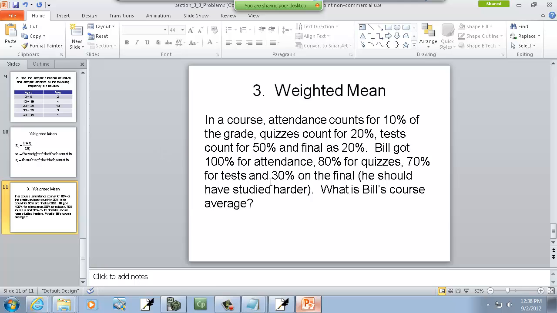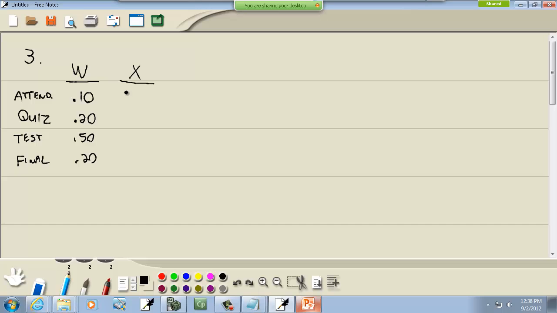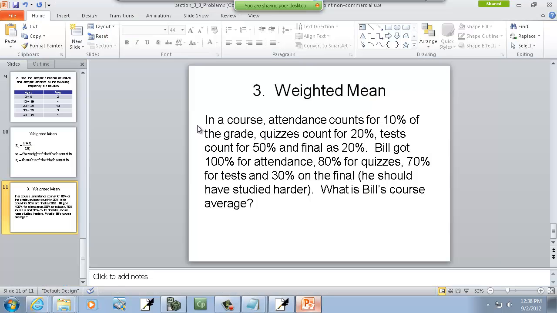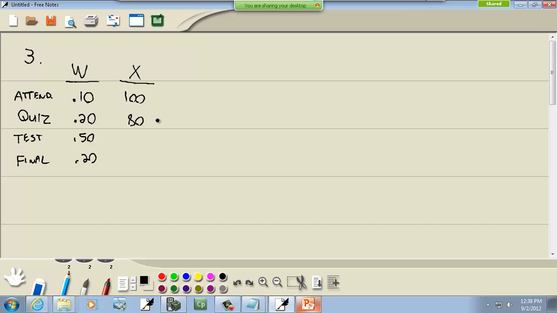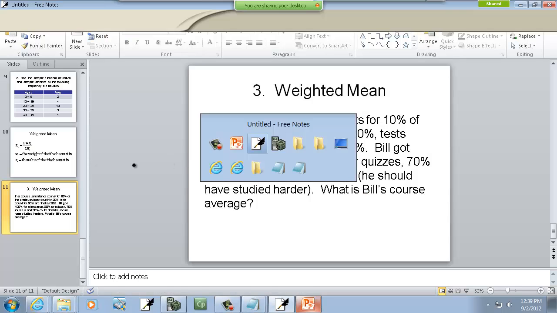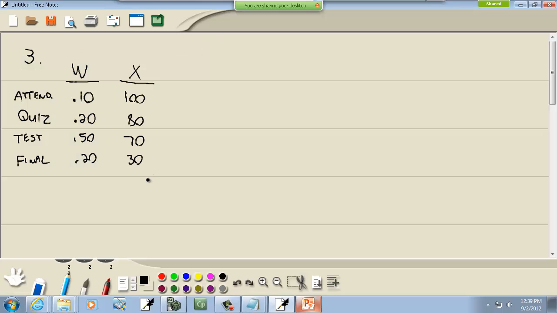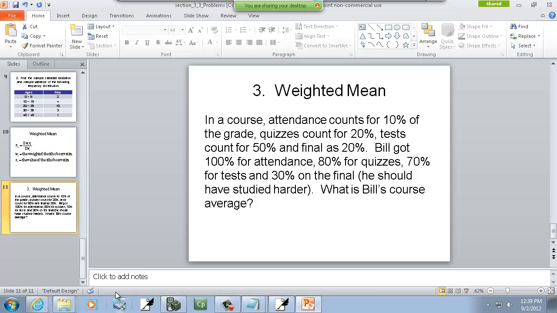Okay, now what were the actual values they got? Bill got 100% for attendance. So he got 100%. 80% for quizzes, so he got 80% there. 70% for tests, that was his average. And 30% on final, so he got 30. And then it says, what is Bill's course average? We'll use weighted mean for that.